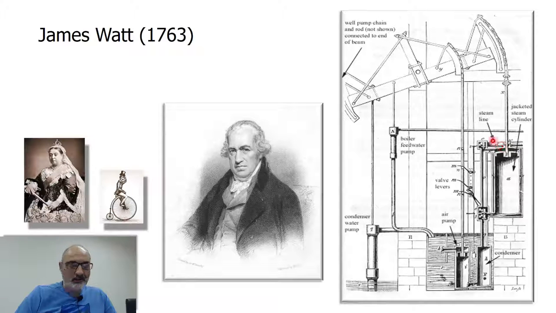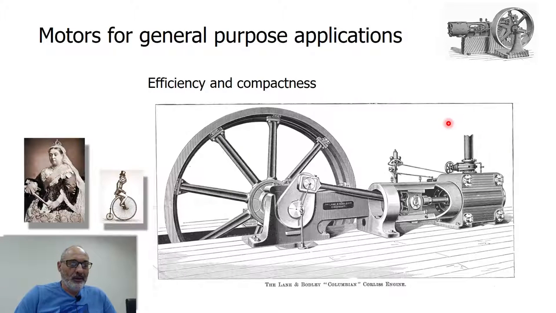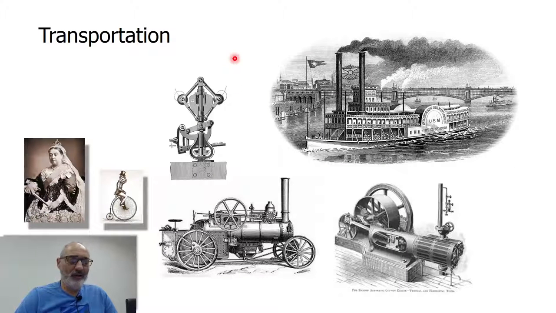So, moving further, when Watt managed to develop a very efficient machine, what this caused was the development of general-purpose engines, like this one in the picture here. By general-purpose, I mean engines suitable for application in the transportation sector and so on and so forth. And this represented a very important revolution.